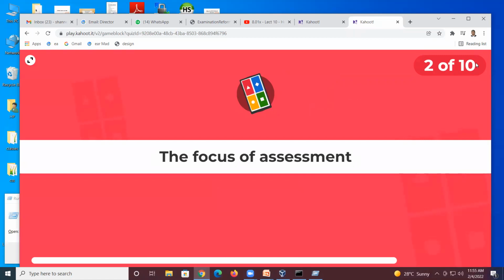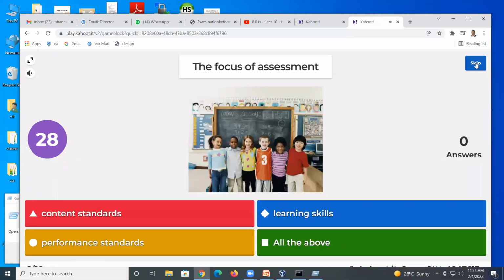The focus of an assessment. Now you can answer. Content standard, performance standard, learning skill, all the above. Green is all the above. Blue is learning skill. Red is content standard. Yellow is performance standard.